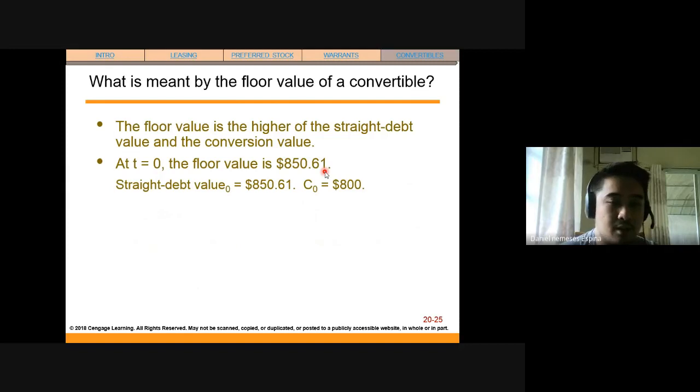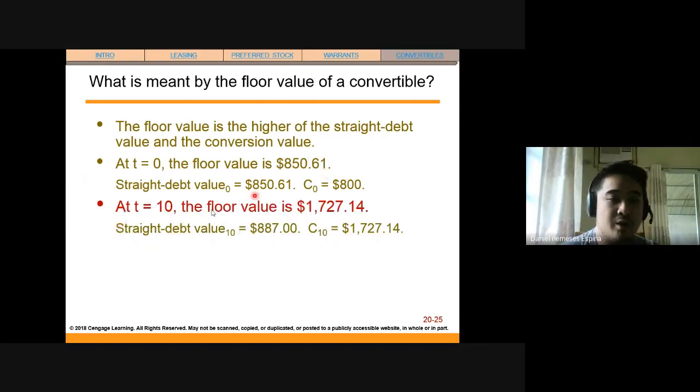At year 10, compare the two values: the straight debt value is 887, and the conversion value at year 10, as atong na-compute gain, is 1727. Since higher man ang conversion value, therefore the floor value of the convertible is 1,727.14.